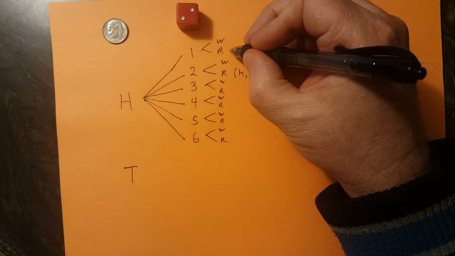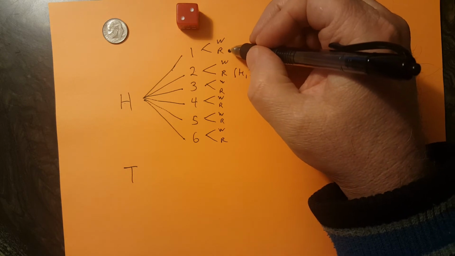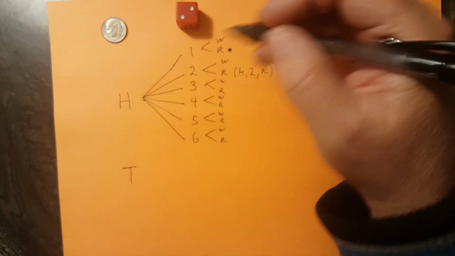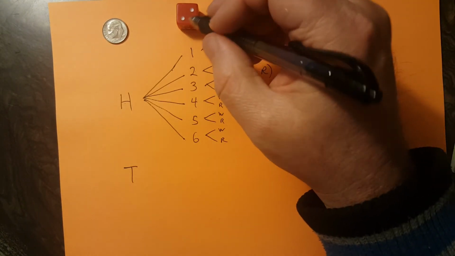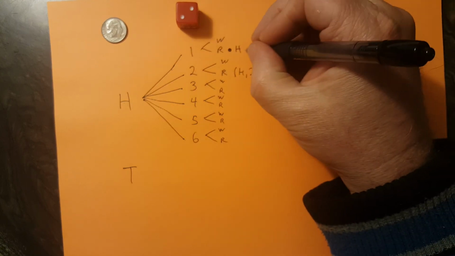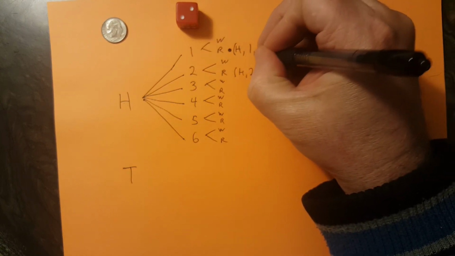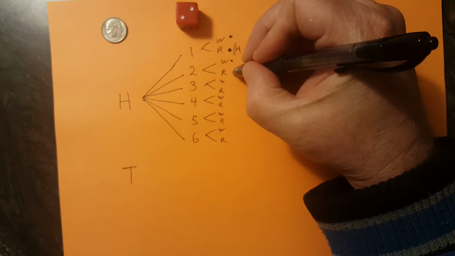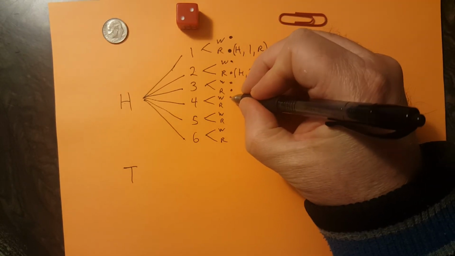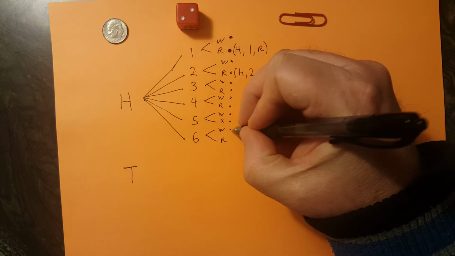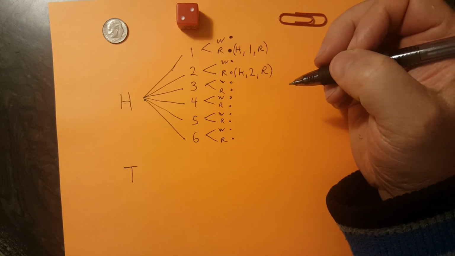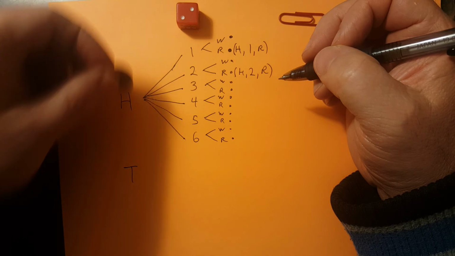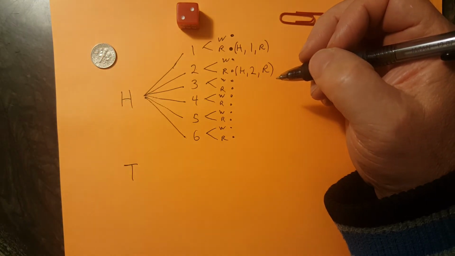Like this outcome right here, you have to trace it back. It was first heads, then a 1, and then a red. You see I'd have 1, 2, 3, 4, 5, 6, 7, 8, 9, 10, 11, 12 so far, but I have a whole bunch more to make here because it could have come up tails.